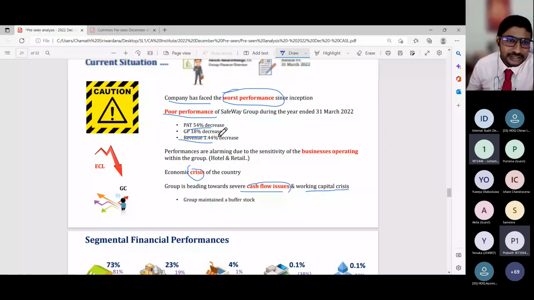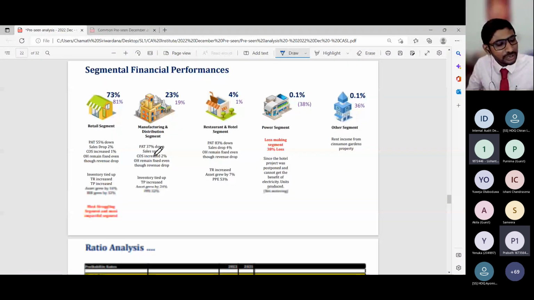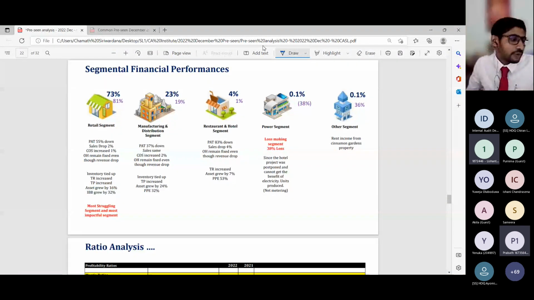And here is how the segmental financial performance looks. In this particular presentation, they have given the segment information. They have divided into 4 segments, right? They have basically not mentioned how they have segmented. Maybe they have used the 10% rule or the 75% rule. Not much information is provided, but still they have given it.